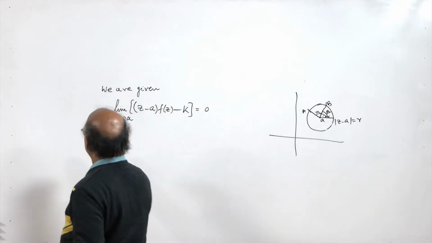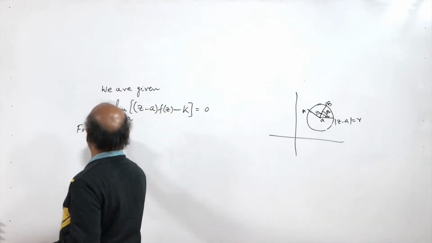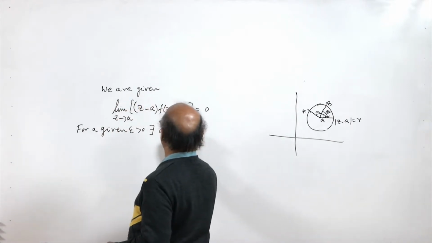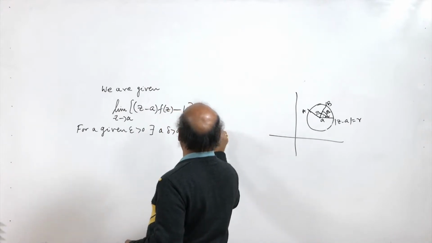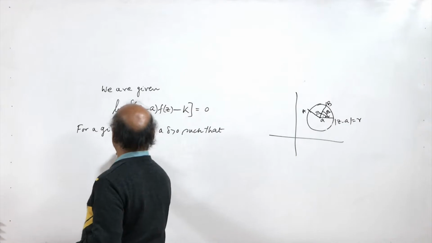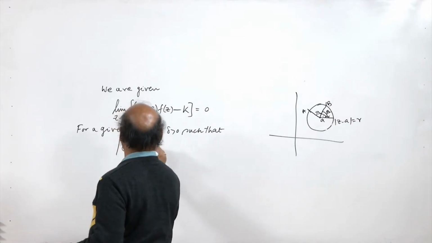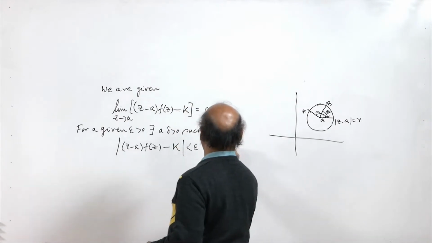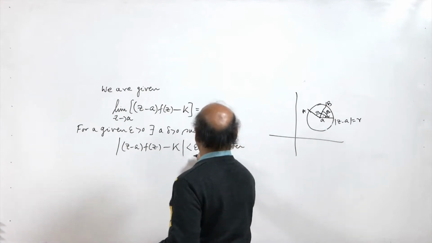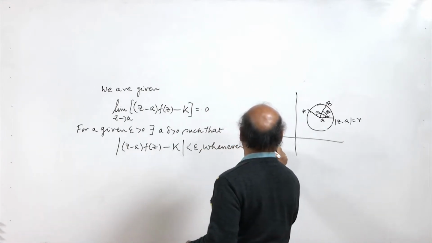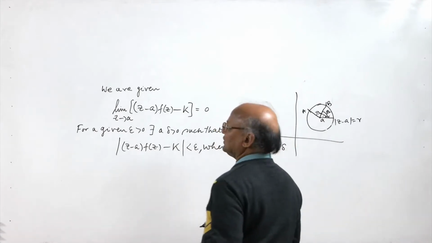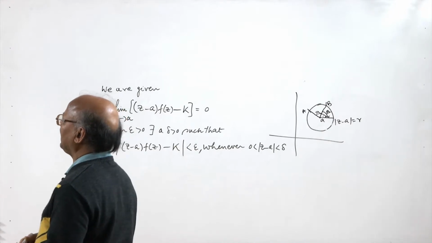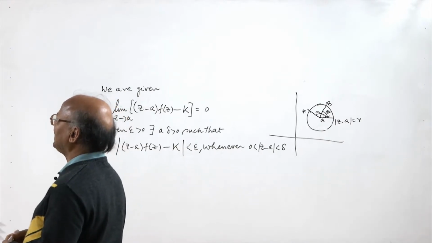So, by the definition of limit, for a given epsilon greater than 0, there exists a delta greater than 0 such that mod of (z minus a) into f(z) minus k is less than epsilon whenever 0 is less than mod of z minus a less than delta. Now, we have to show that as r goes to 0, the integral over AB of f(z) dz equals i times (beta minus alpha) into k.